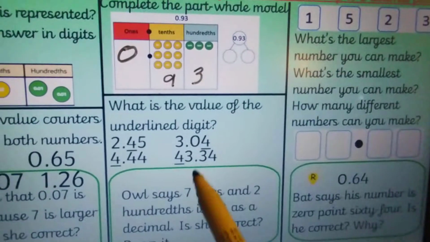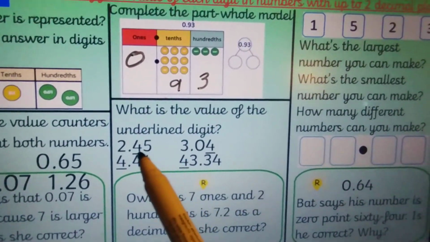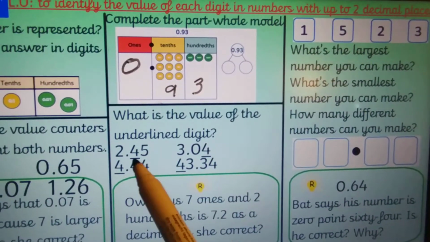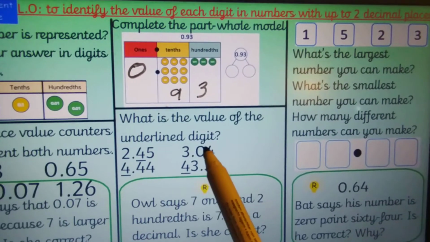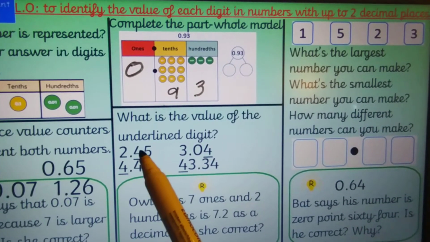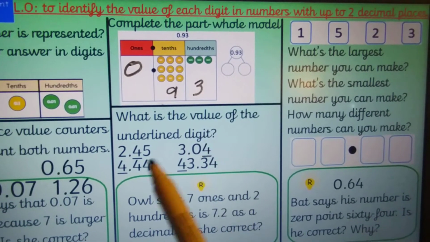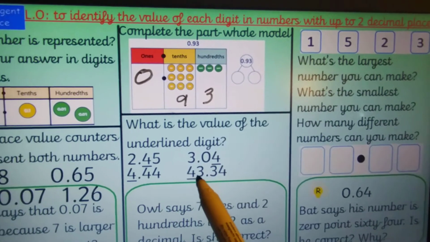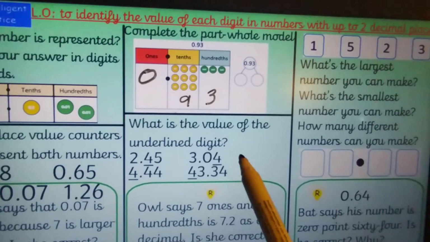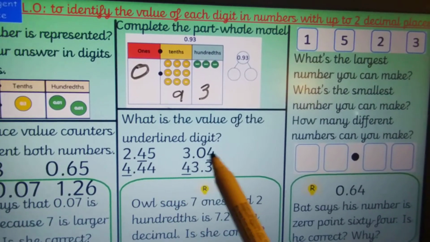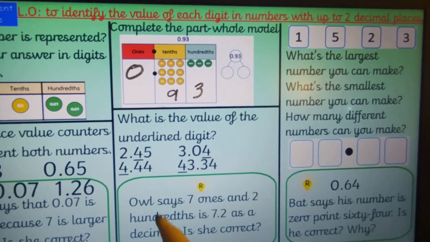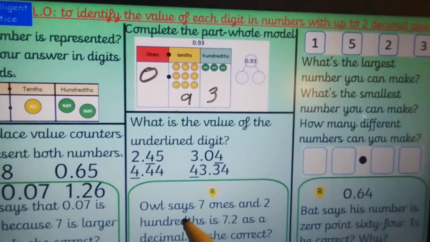Okay. Next section, what is the value of the underlined digits? So there's actually 4 questions here, and each time it's one of the 4s that is underlined. So if you do 2.45 first, then the 3.04, the 4.44, and the 43.34. So think about what each of these 4s is actually worth. What is the value of it?